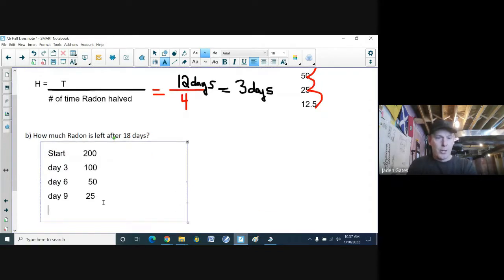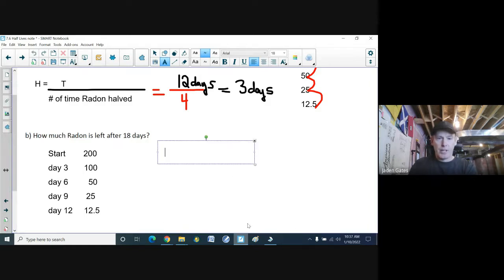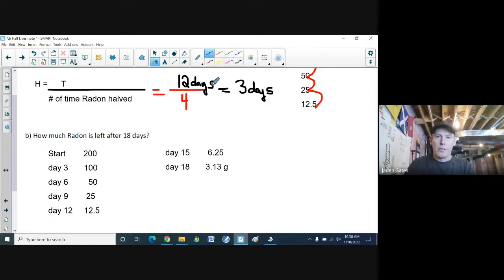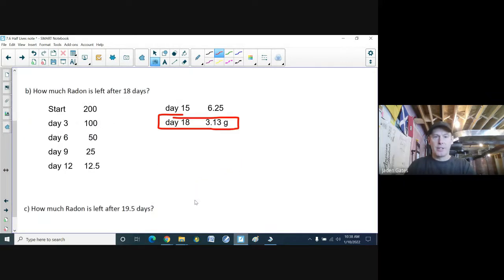Keep her going. 3 more days, I get to day 12. I'm at my 12.5. That 3 more days gets me to day 15. I take 12 and a half and I cut it in half. I get 6.25. And then finally, 3 more days later on day 18, I cut my 6.25 in half and I get, rounded to 2 decimal places, 3.13 grams. And there we go. So after 18 days, we got 3.13 grams of radon left.